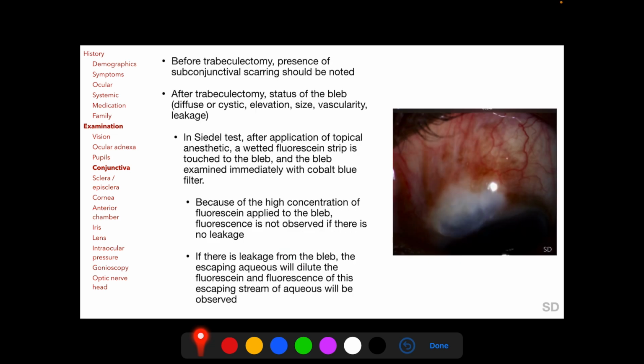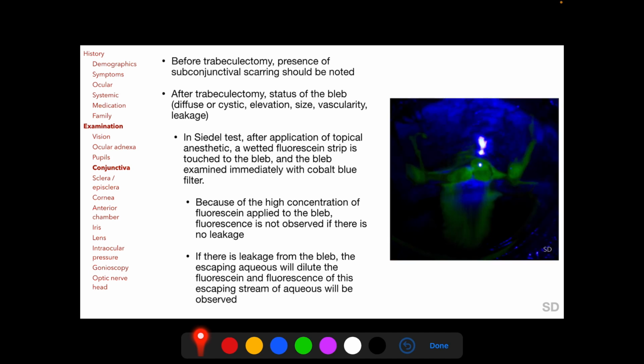Before trabeculectomy, presence of subconjunctival scarring should be noted because subconjunctival scarring may influence the success of the procedure. And after trabeculectomy, status of the bleb should be checked, whether it is diffuse or cystic, elevation of the bleb, size of the bleb, vascularity of the bleb, and leakage from the bleb. In this photograph, we see a cystic bleb.